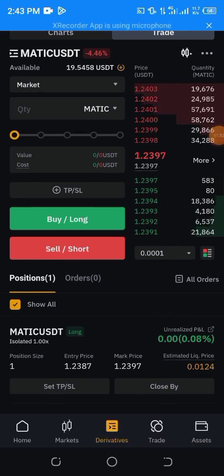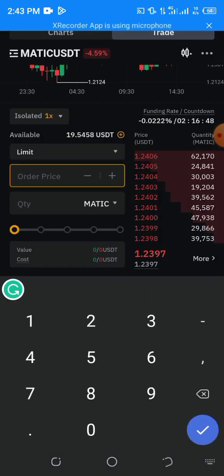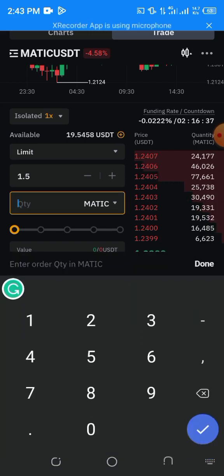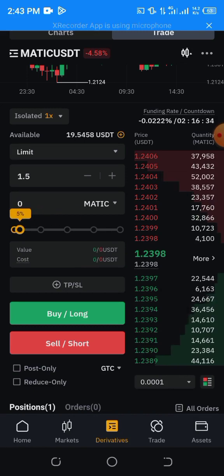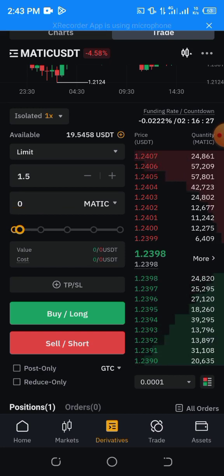If you're trading with signals, all you need to do is, when an entry is given, you come to limit and input the entry, let's say 1.5. Then you choose the quantity you're buying, or use this slider to choose the percentage of your account you're risking. Let's say I'm risking not 15%, I wouldn't do that, let's say 5% of your account. My network is really affecting this. So this is the limit I'm going with.